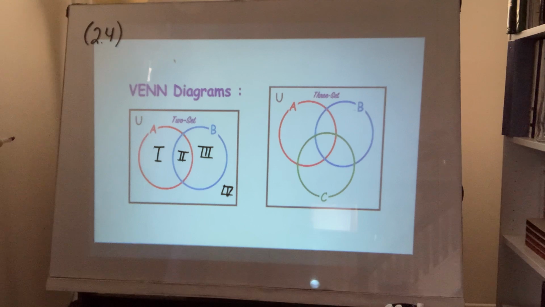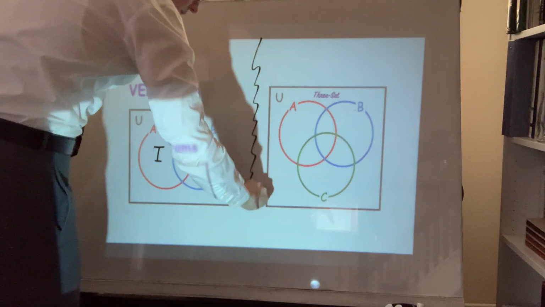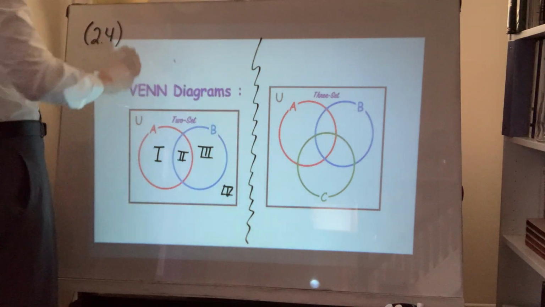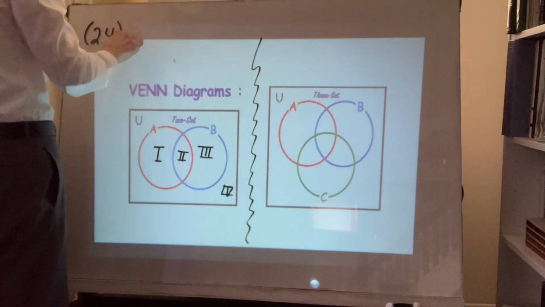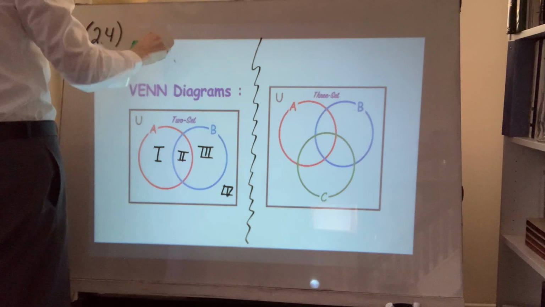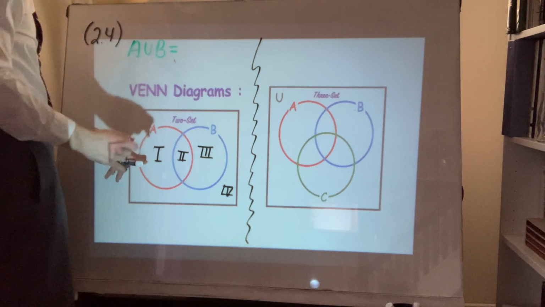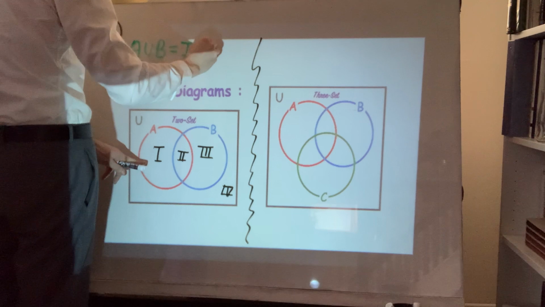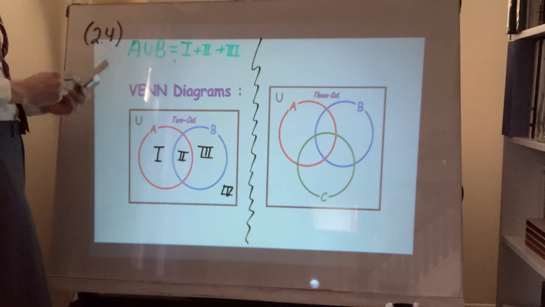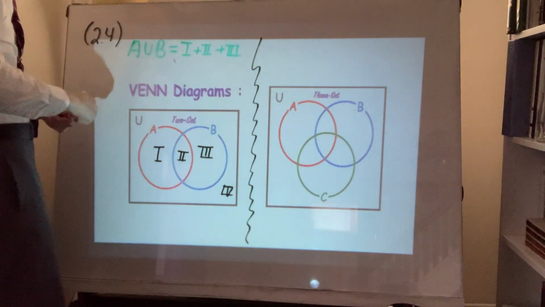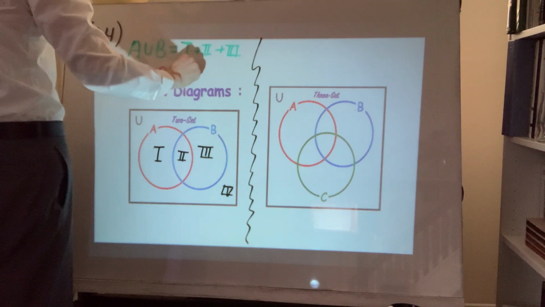Well, if we were talking about unions, and I'll try to separate myself here. The union of A and B, I'll put this in a different color. The union of A and B would be equal to what things? Hopefully that is visible. It would be equal to the contents of 1 plus the contents of 2 plus the contents of 3. All right. If we were talking about the intersection of A and B, then it would just be the contents of 2.